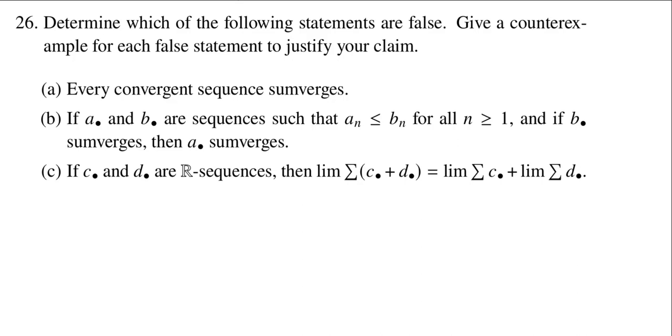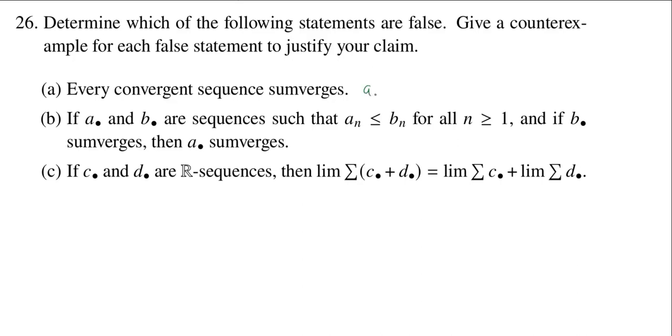So in problem 26, we are given 3 statements and we have to determine which of them are false. And if they are false, we have to give counterexamples. All right, well, hopefully not too many of them are false. Let's see. First one, every convergent sequence sums converges. All right, this one's definitely false. Most people remembered this. I was so pleased.